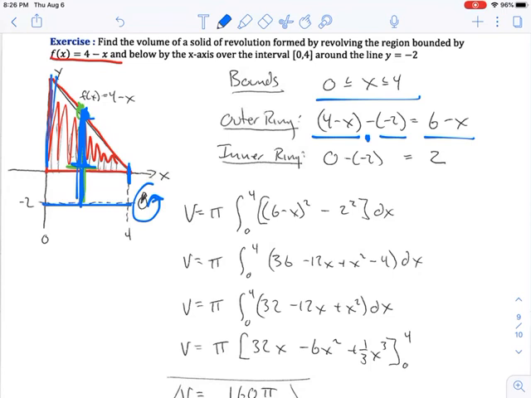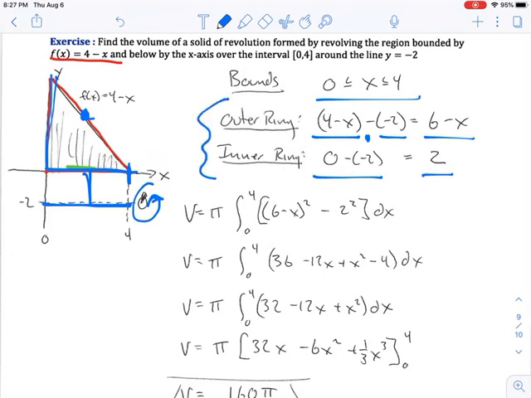Likewise, the inner ring is from the x-axis to here. Well, that's just the distance of 0 minus a -2. 0 minus a -2 is, of course, just 2. And once you've got that, I think in these washer problems, when you're revolving around some axis other than the x-axis, the hardest part is making sure that you get the inner radius and the outer ring radius correct. This is the outer ring, and this is the radius of the inner ring.